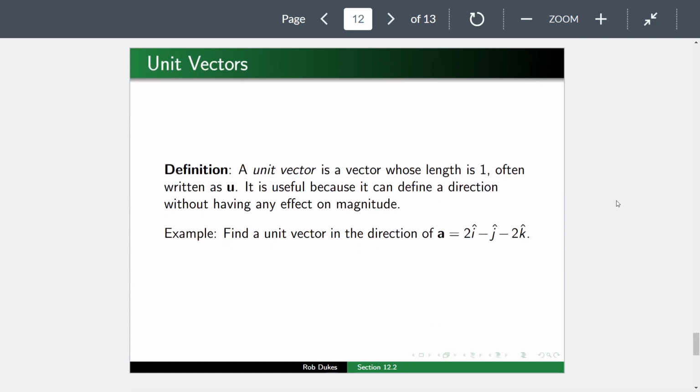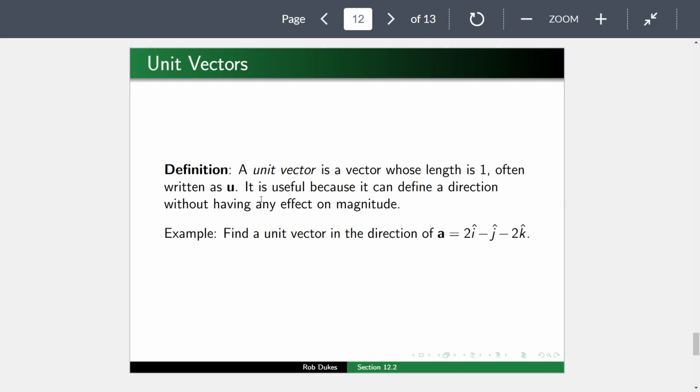Now, we said a scalar is something that's magnitude with no direction. We sometimes want to have something that's direction but no magnitude. Well, we can't completely get rid of magnitude, but we will make it length 1, because 1, when we're doing multiplication, is a neutral element, so it won't affect our calculations if the length is 1.